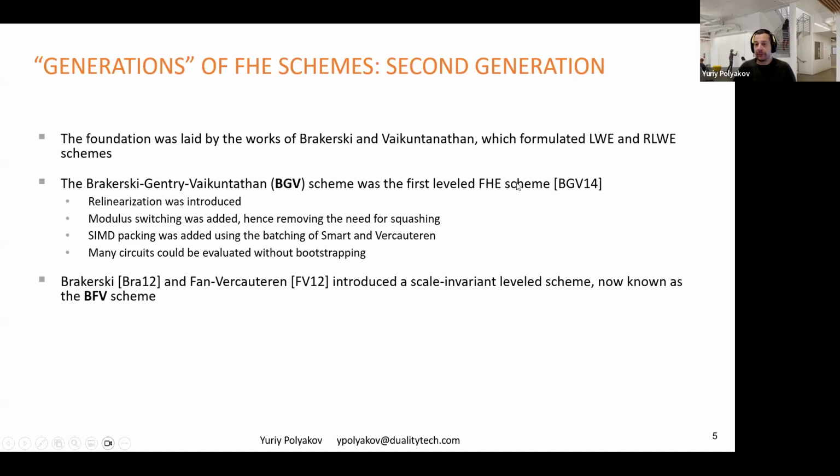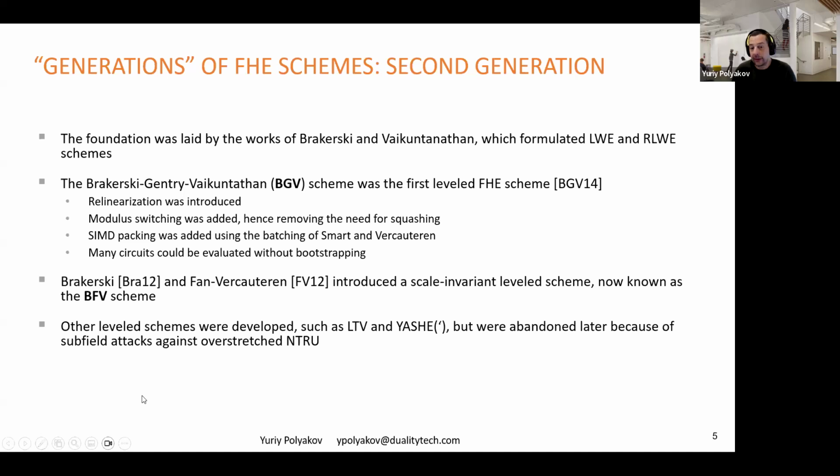Another scheme that's also very popular now is the BFV scheme, which is also a leveled scheme, identical in functionality to the BGV scheme, but uses a so-called scale-invariant approach, which makes it a little bit easier to use in practice. And this scheme was originally formulated for LWE by Zvika Brakerski, and then the RLWE variant was developed by Fan and Vercauteren. And other schemes were also developed as essentially other leveled schemes. Many of them are now abandoned because some of them were based on the overstretched NTRU assumption.